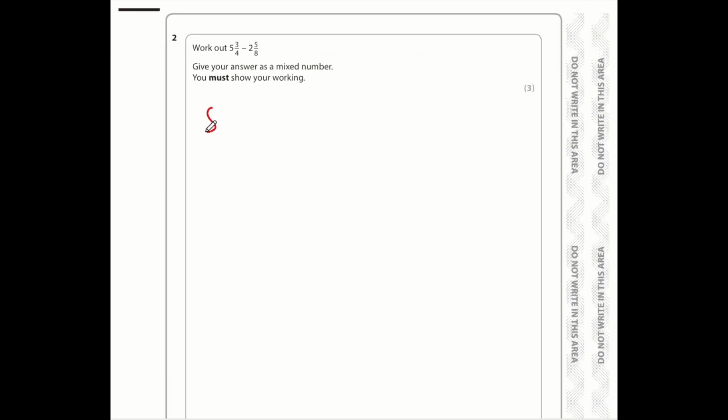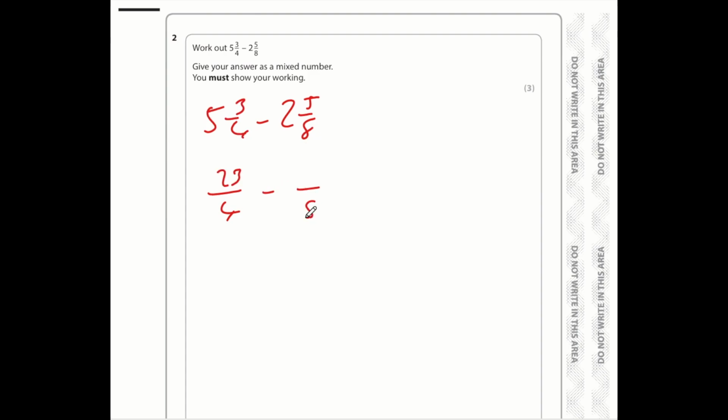Okay, so what we have is 5 3/4, take away 2 5/8. So I'm going to turn both of these into improper fractions. So how many quarters is 5 3/4? How many eighths is 2 5/8? So the number of quarters is going to be 5 times by 4 plus 3. 5 4s are 20 plus 3 is 23.